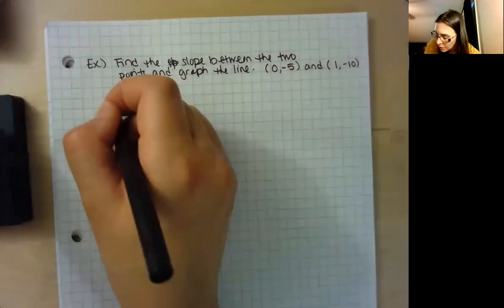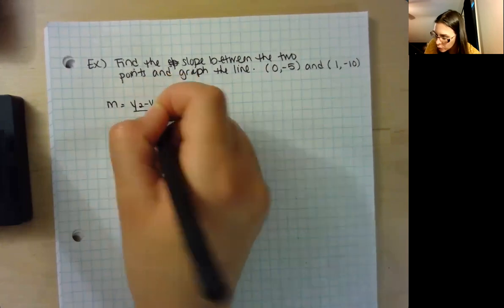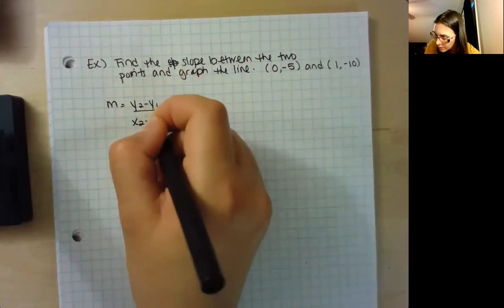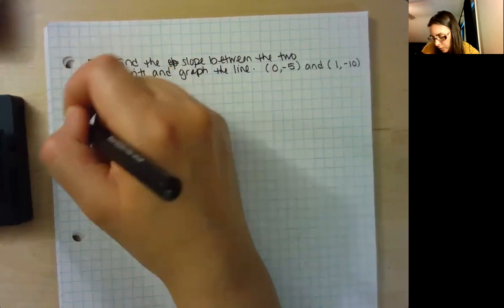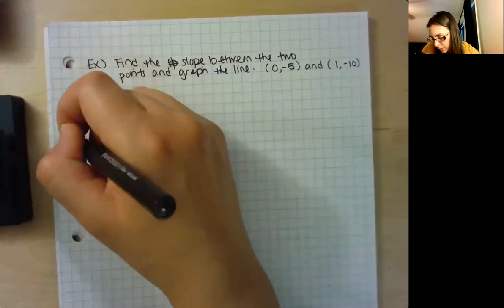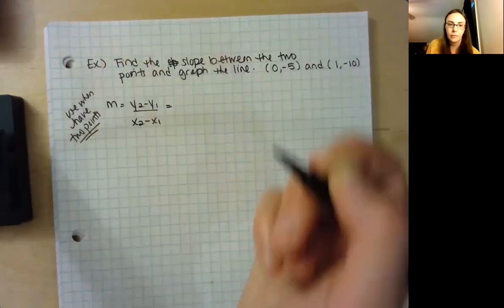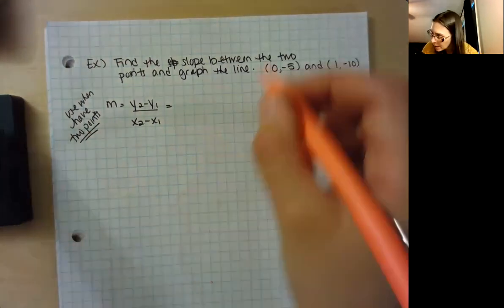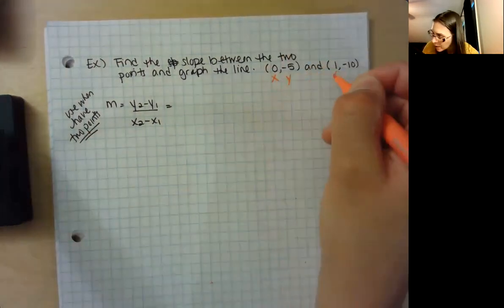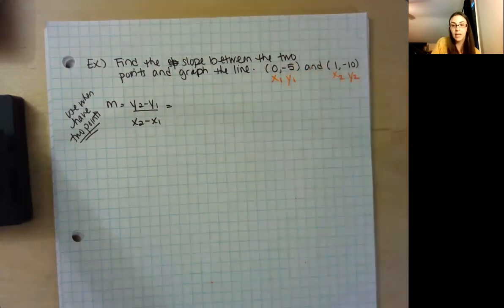So I'm going to start with the slope first. So here's that slope formula that we always use when you have 2 points. So I'm going to label everything. So it's always x, y, and then you just pick one to be point 1 and one to be point 2. It doesn't matter which one, but you just want to be consistent.